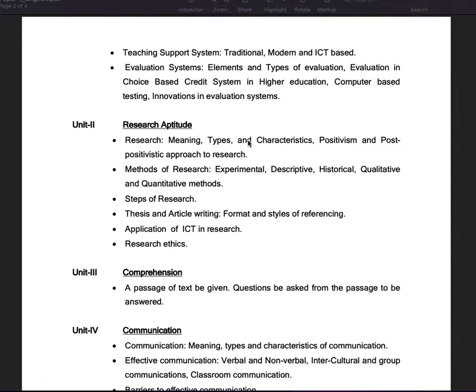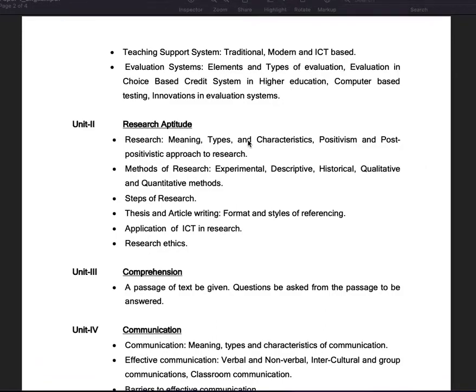The second unit is about research aptitude. Here you will get some new terms and some new theories related to the research area. There are different methods of research. You will get the steps of research, how to write a thesis, how to write an article. This unit is also very high scoring if you prepare well.